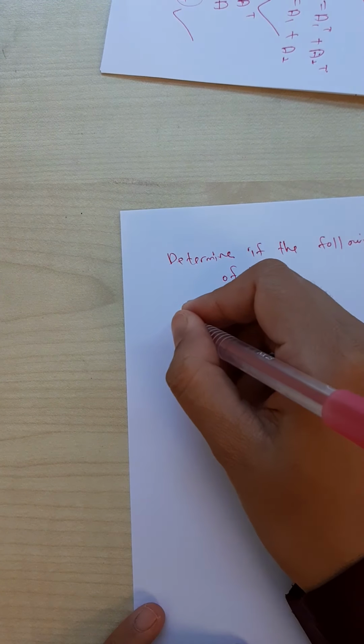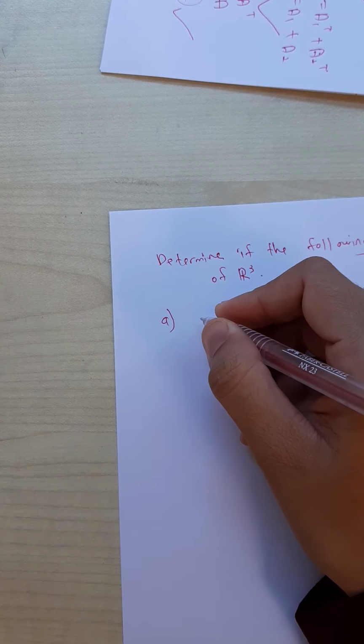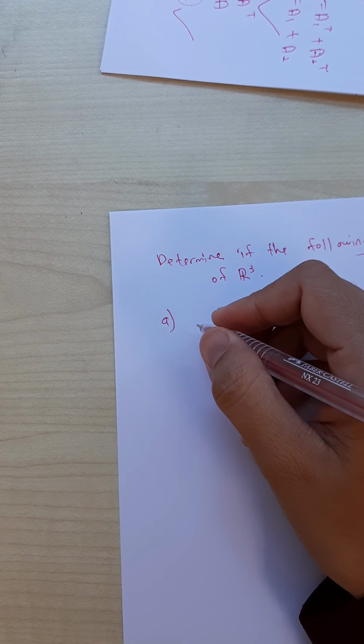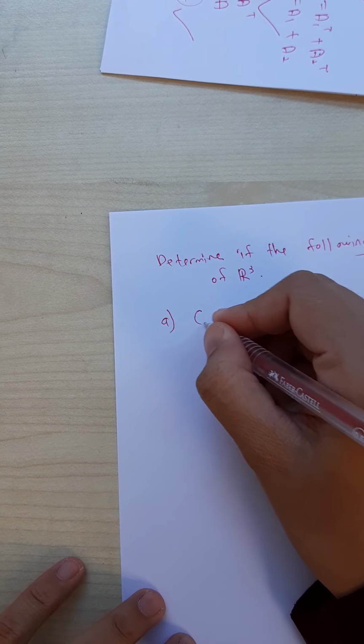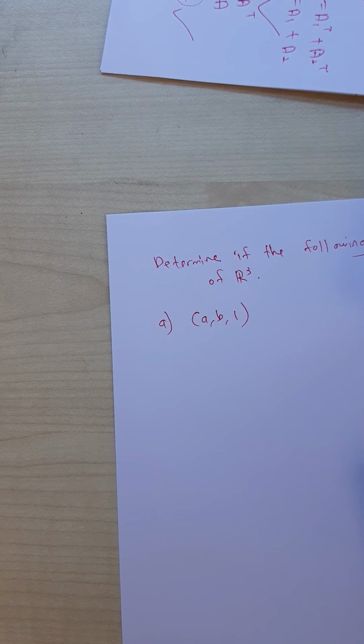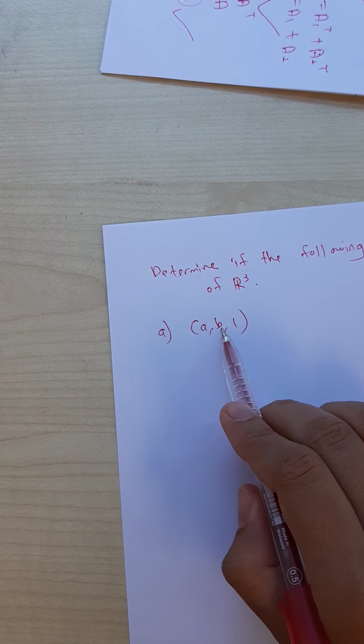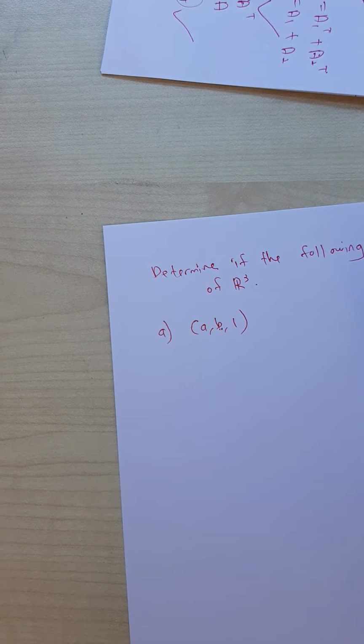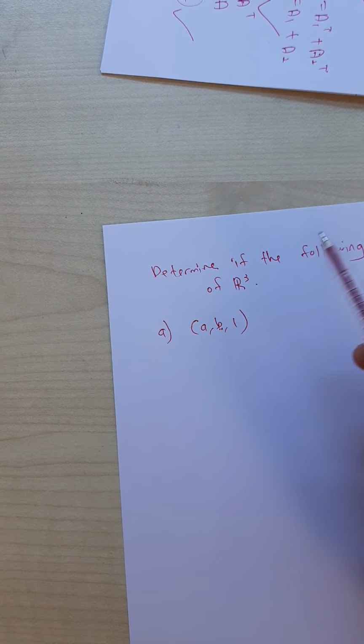Okay, so the first one, part A. Let's say you have the set given by (a, b, 1). You want to check if this is a subset, and whether it's a subspace of R3 or not.